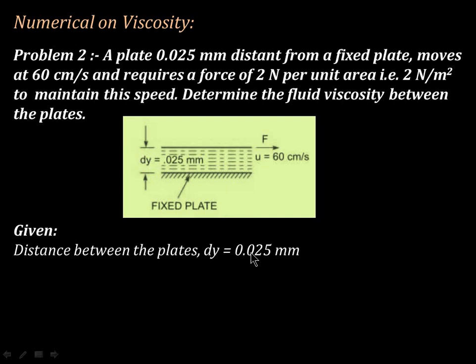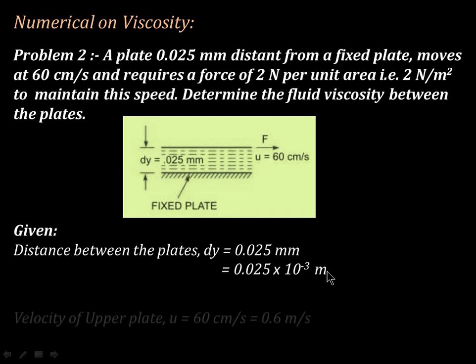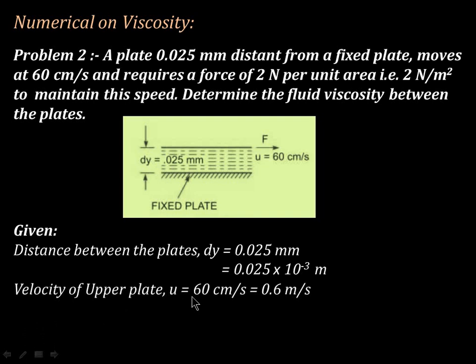So dy is equal to 0.025 mm, which when converted into meter is 0.025 into 10 raised to minus 3 meter. Velocity of upper plate u equal to 60 centimeter per second, which when converted into meter per second becomes 0.6 meter per second. Force on upper plate F equal to 2 Newton per meter square. This is given in the question: a plate 0.025 mm distant from a fixed plate moves at 60 centimeter per second and requires a force of 2 Newton per unit area.